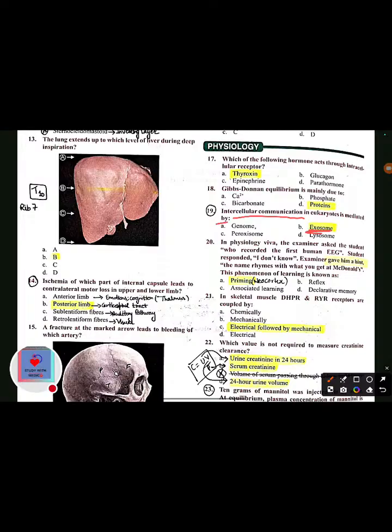This type of learning is known as priming, neocortex.